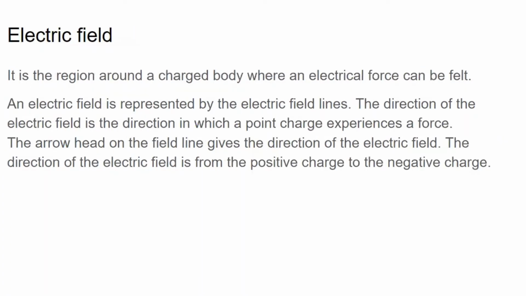Next, we need to know what an electric field is. It's the region around a charged body where an electrical force can be felt. An electric field is represented by the electric field lines. The direction of the electric field is the direction in which a point charge or a single charge can experience a force. The arrowhead on the field line gives the direction of the electric field, which is always from positive to negative.